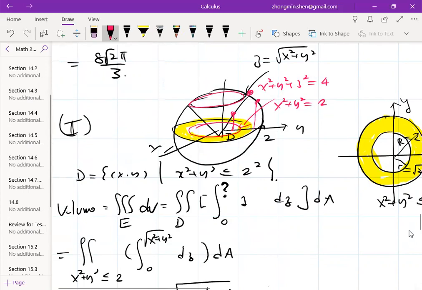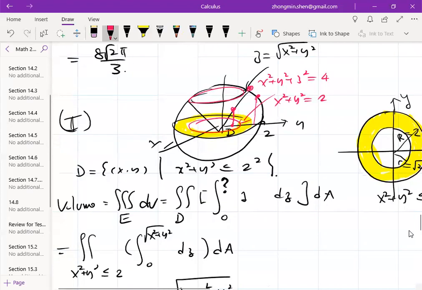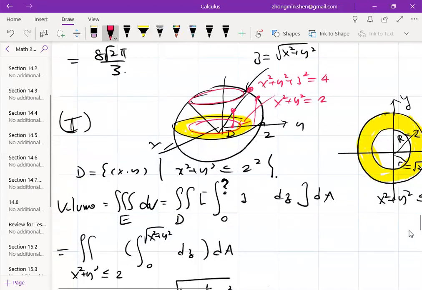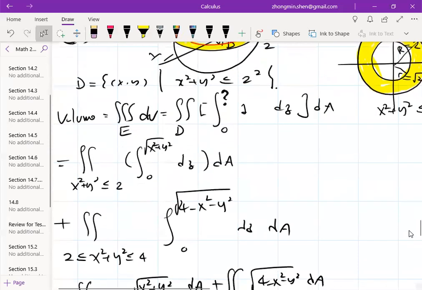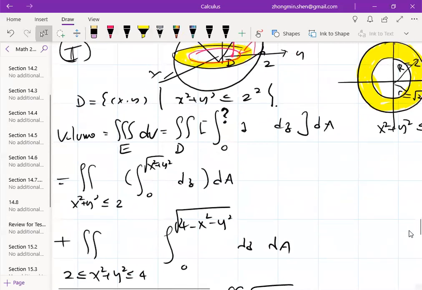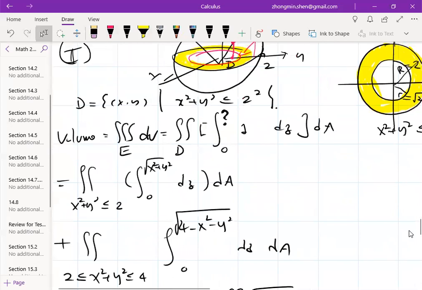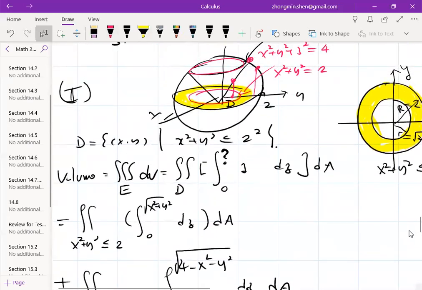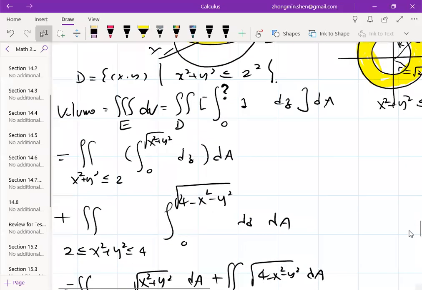So the domain, the interval for the z variable for any fixed point in the domain D is determined by these two surfaces. So that's why you have to break into two parts. It's complicated, but it works. Break into two parts, and over the circle disk inside the smaller disk, the upper bound for z is going to be the square root of x squared plus y squared.